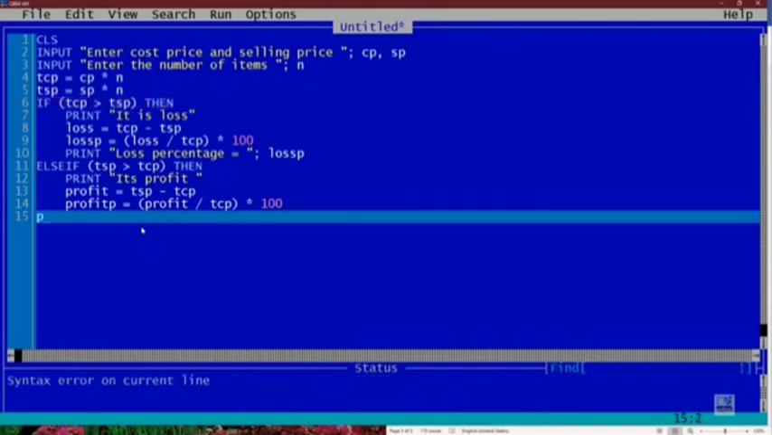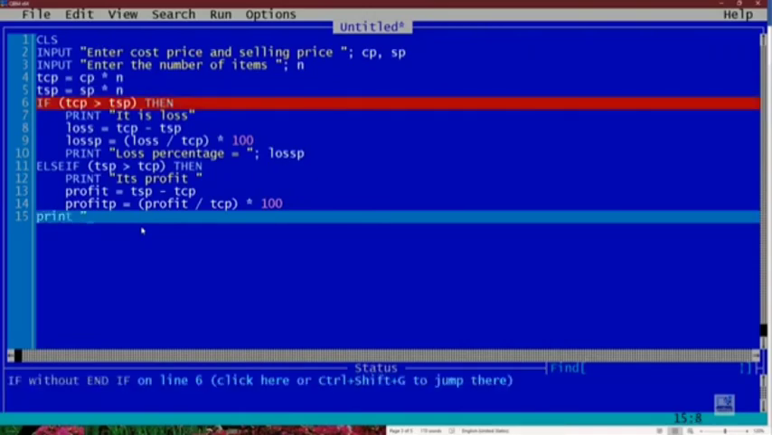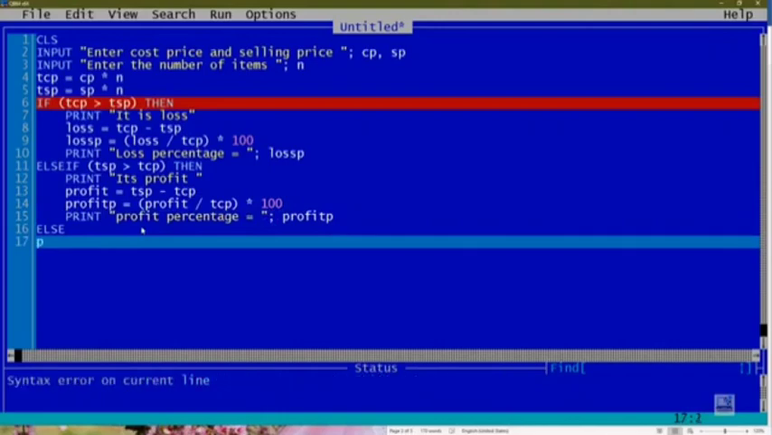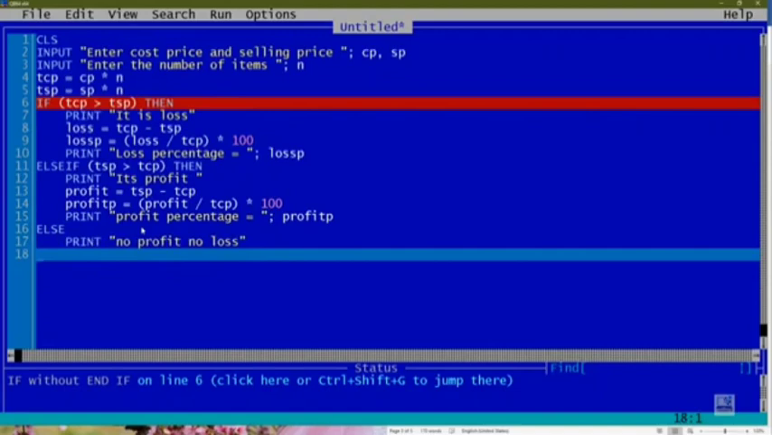Print profit percentage is equal to profit P. Then write the else part. Print no profit, no loss. Okay, if the cost price and the selling price both are same, so no profit, no loss.